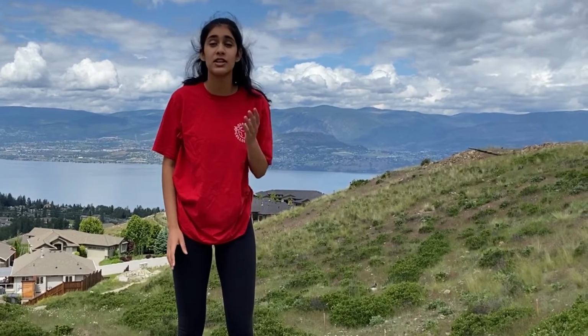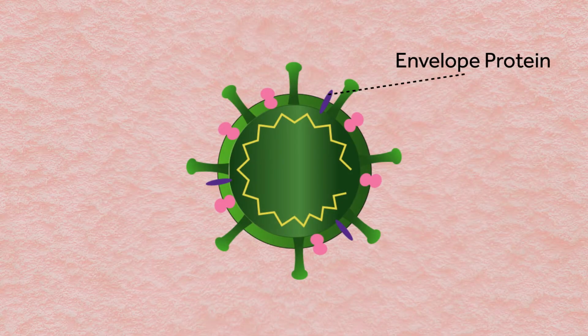But I'm here to explain the simple yet extremely effective genetic makeup of the coronavirus and how it so efficiently manages to hijack our cells. First, we must understand that the coronavirus's viral genome encodes for only 4 structural proteins. Let's start with the E protein, also known as the envelope protein.